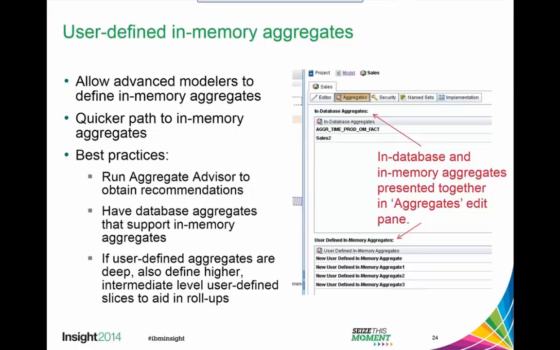After you publish your cube with the user-defined in-memory aggregates in the model into the content store, we'll still go through the Aggregate Advisor in DQA, and there you can work with, amalgamate, and put together the set of in-memory aggregates you might want to assign to your cube, or I should say associate with your cube.